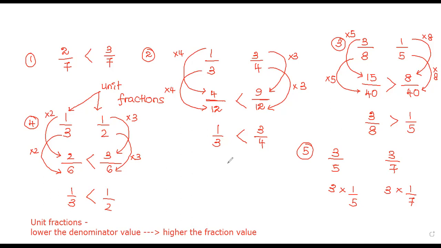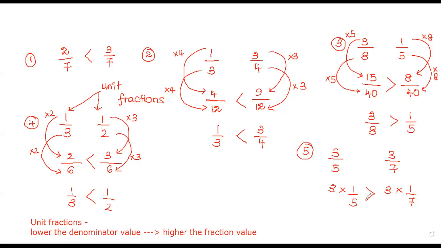Now, when you compare the 1 over 5 and 1 over 7, what will be the bigger fraction? 1 over 5. Why will 1 over 5 be the bigger fraction? Because it has the lower denominator. We know the lower the denominator, the higher the fraction value. So 1 over 5 has the lower denominator, so this is the bigger one. Why am I deciding it like that? Because both the unit fractions were multiplied by the same number 3.